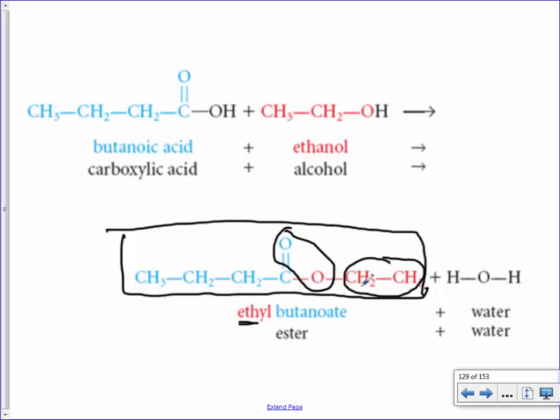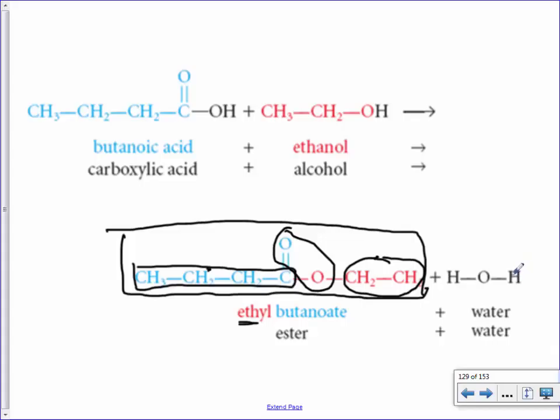So maybe it's better to think of this one as being a branch, and this one right here is kind of like the main group, if you want to think of it that way. So then there's 1, 2, 3, 4. So this is the ethyl, this is the butanoate. And it always produces water after. The other thing is that it'll make a water.